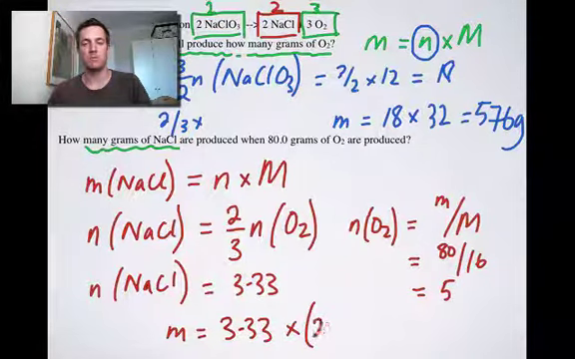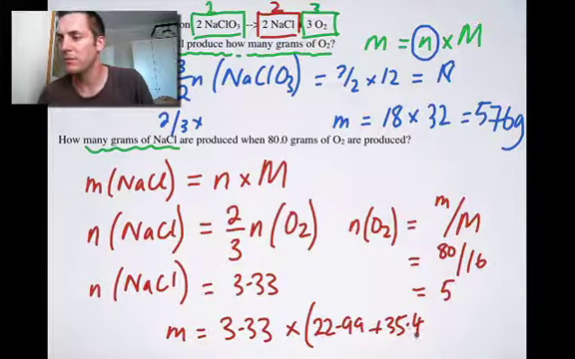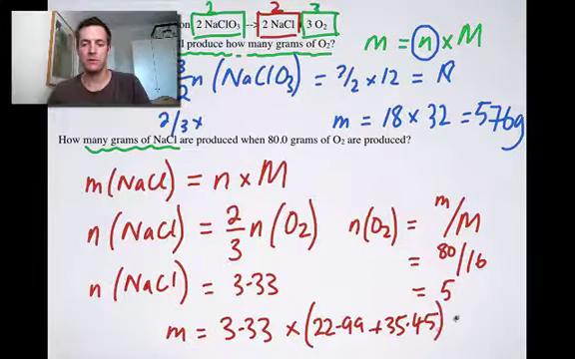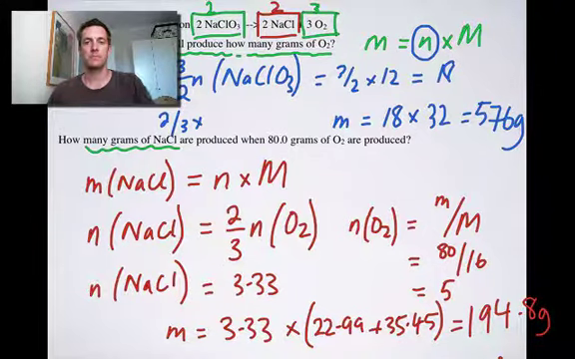Look them up in the periodic table. It's 22.99 plus 35.45, is it? Yeah, 35.45 for chlorine. So 22.99 plus 35.45 equals, and then multiplied by 3.3333, and that equals 194.8 grams. Okay, so there's 2 stoichiometry questions done for you there.